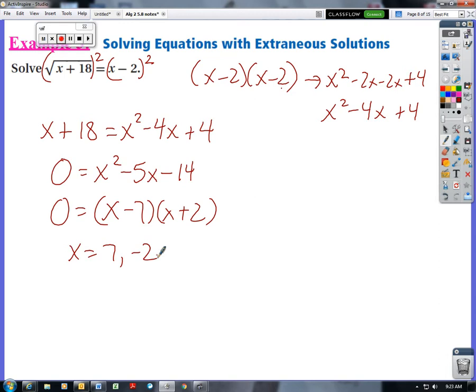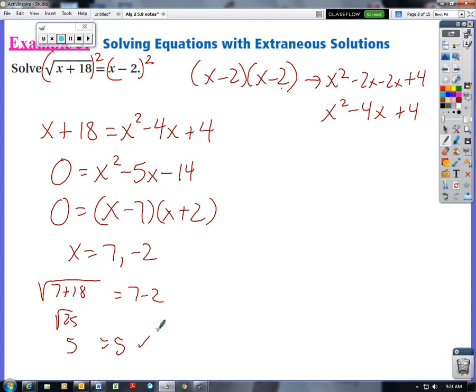Okay, we have to check. So we have to check both of these, by the way. So I need to plug 7 in. 7 plus 18, that's 25. Root 25 is 5. On the other side, I'm plugging in 7 minus 2. That does equal 5. 7 checks.